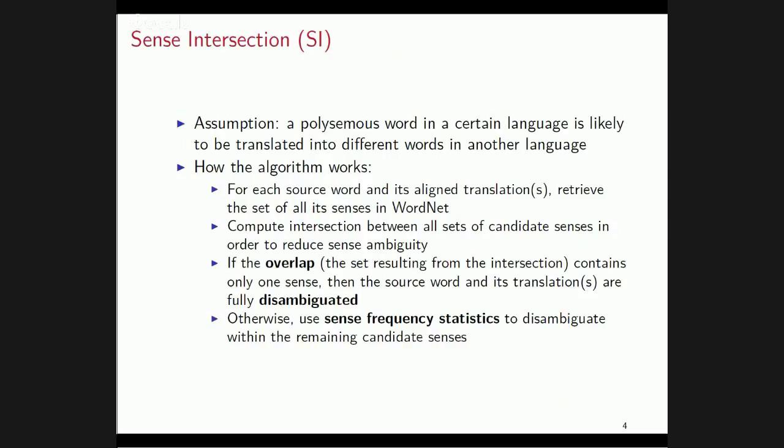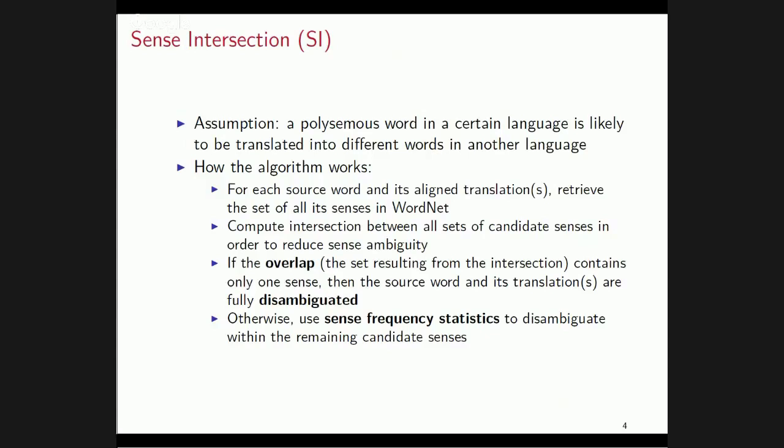Sense intersection is very simple, very straightforward, and unlike sense projection, it doesn't require any side of the parallel corpus to be already annotated. What we do instead is make all sides of the multilingual parallel corpus contribute to the disambiguation process, one word at a time. Given, for example, a target word in English, we retrieve its translations in Italian and Romanian through the alignment. For each lemma, we retrieve its set of senses in WordNet, so all possible senses that can be associated to the lemma.